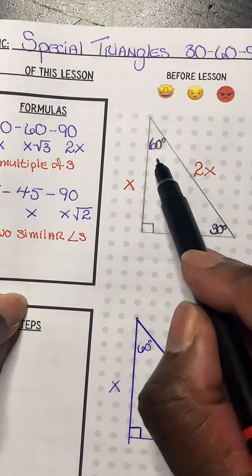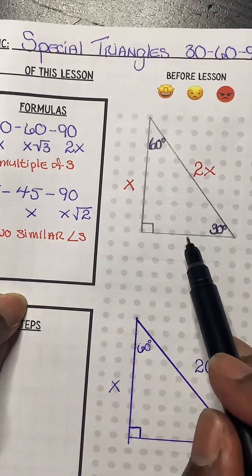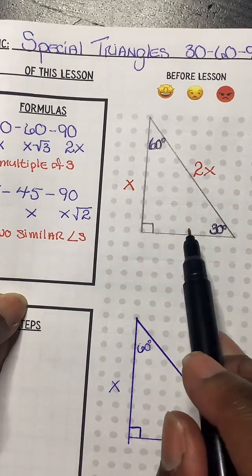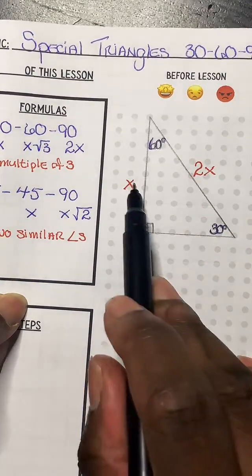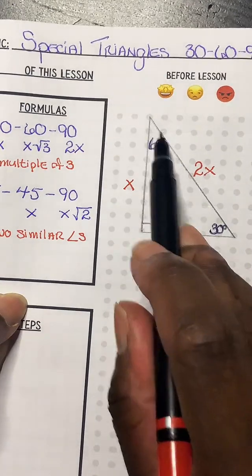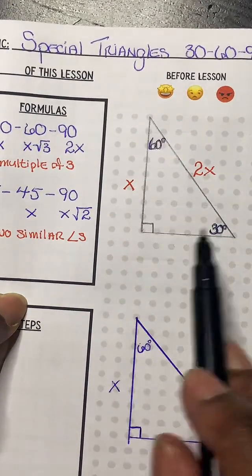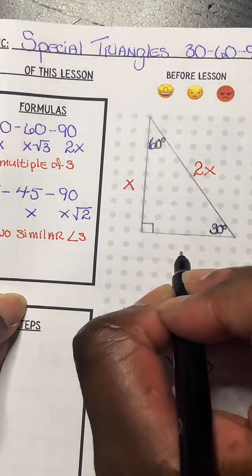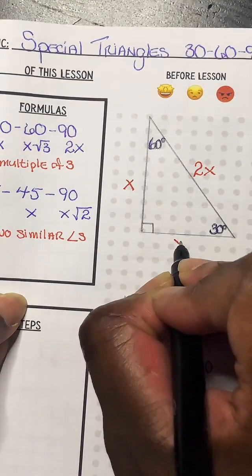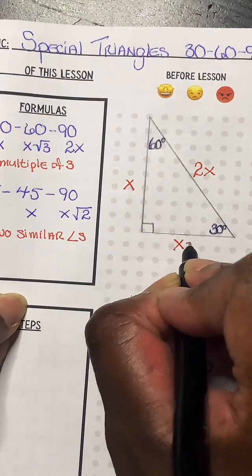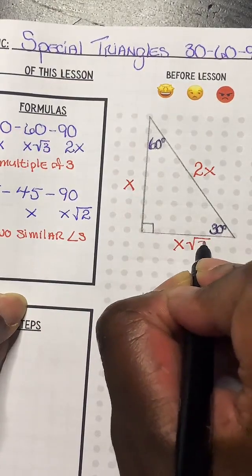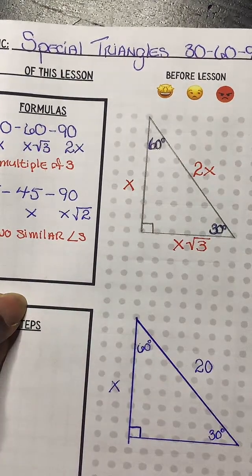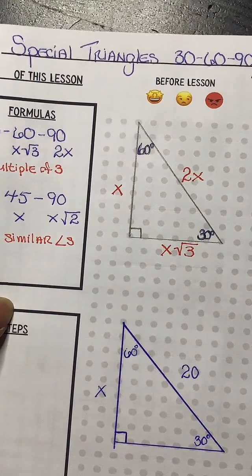Now, the side that's directly across from your 60 degree angle, that's your other leg. Okay, remember, these are your two legs. This is your hypotenuse. So your other leg is really simple and easy. It's your smallest side being multiplied by the square root of 3. It works each and every time.